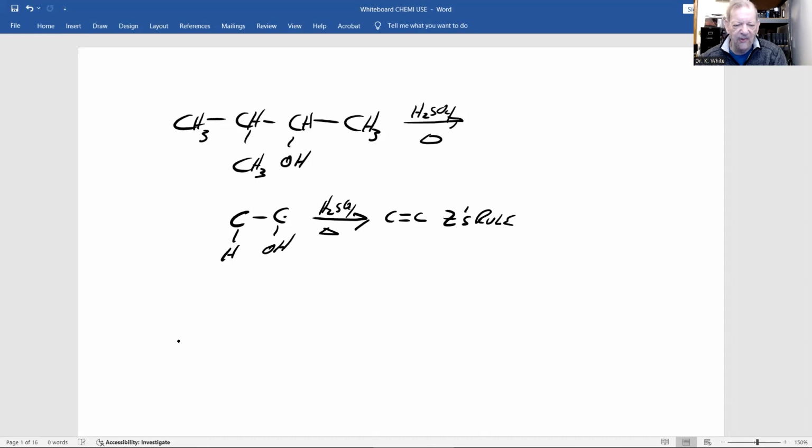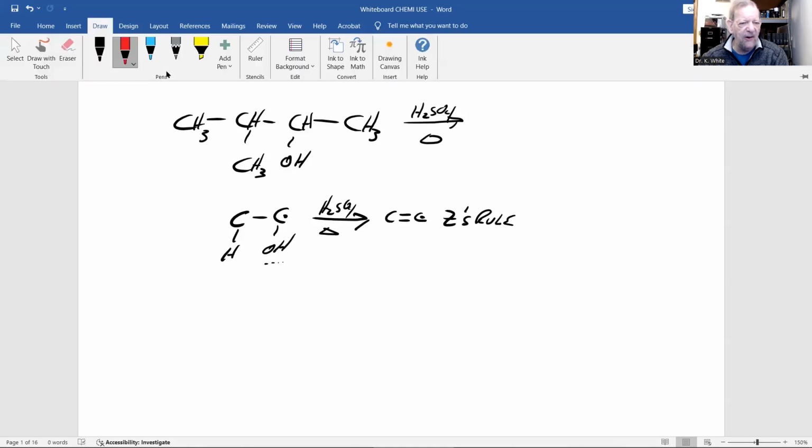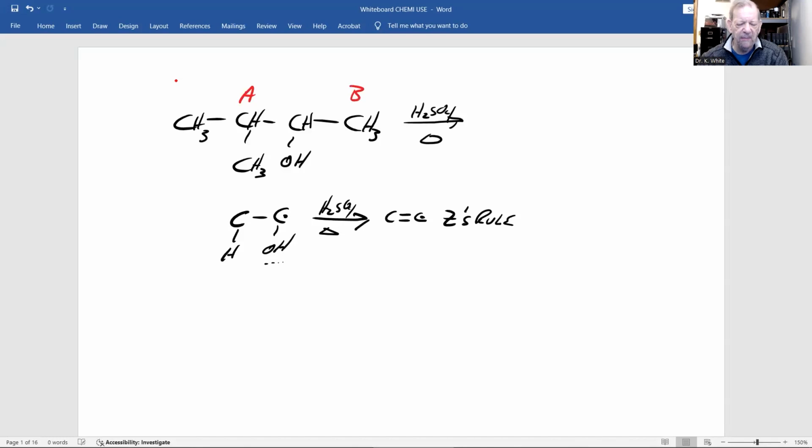Now, one of the carbons in the double bond is the carbon with the hydroxyl group. The other carbon is an adjacent carbon attached to that carbon with the hydroxyl group that has at least one hydrogen. And if we look at this molecule, there are two choices, A and B.